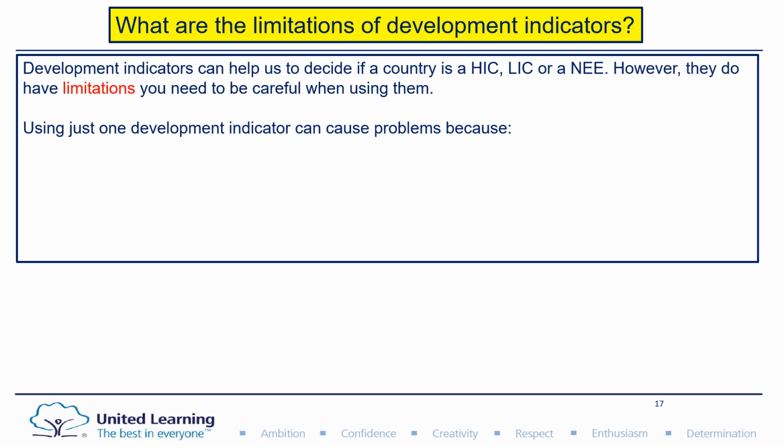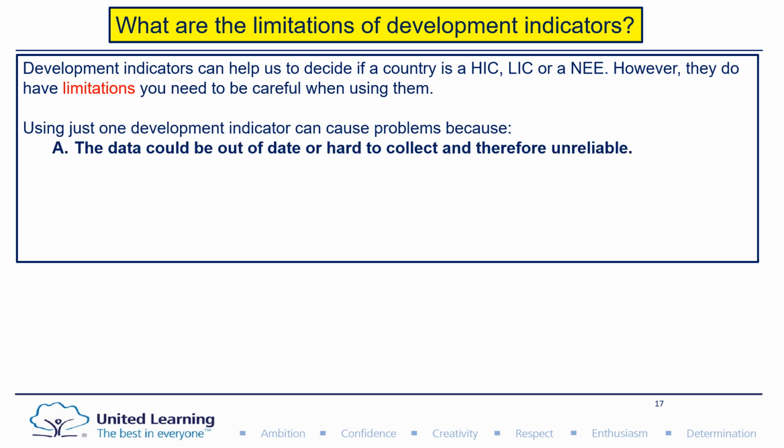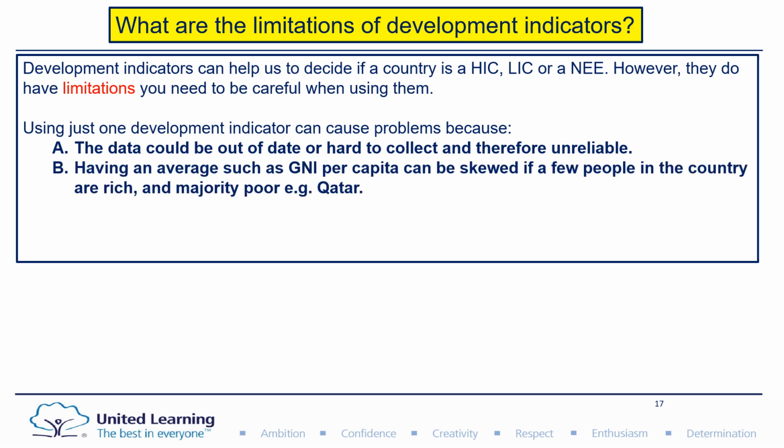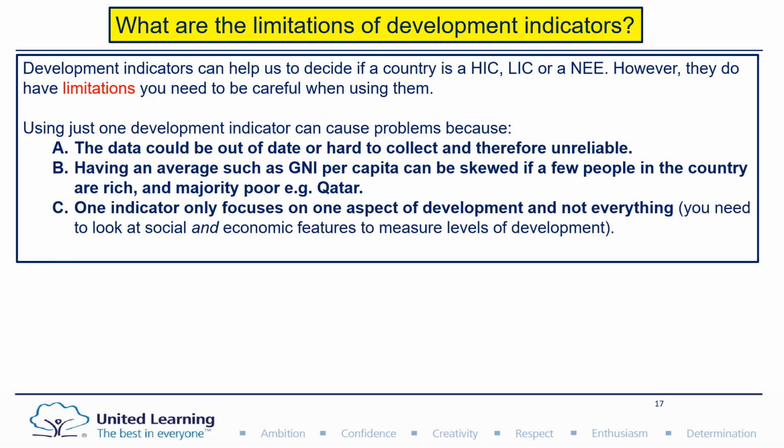So using just one development indicator to judge a country's development can cause problems, because the data could be out of date or hard to collect, and therefore it's unreliable. Having an average, such as a GNI per capita, can be skewed if a few people in the country are rich and the majority are poor. For example, Qatar. One indicator only focuses on one aspect of development, not everything.